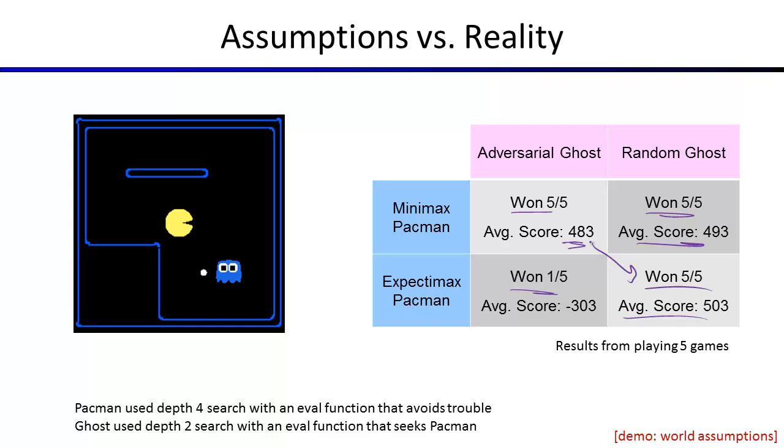And if you have a choice between these, well, it's better to be in a world where you have a random ghost than an adversarial ghost. That's just true, right? But it's kind of out of your control. Given the ghost is what it is, you should model it the way it is. Any questions on that? Yep.